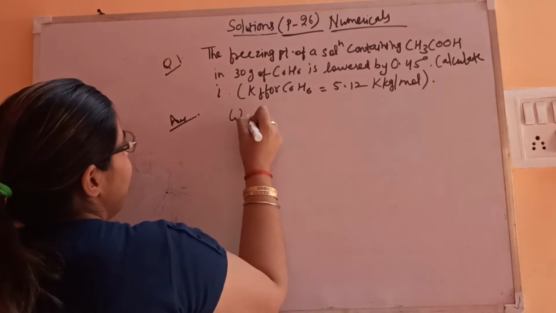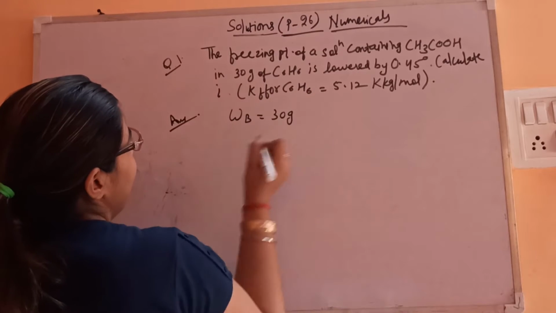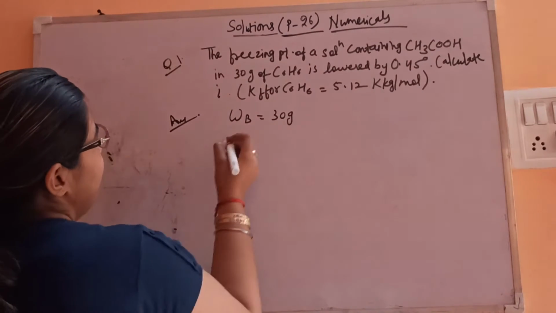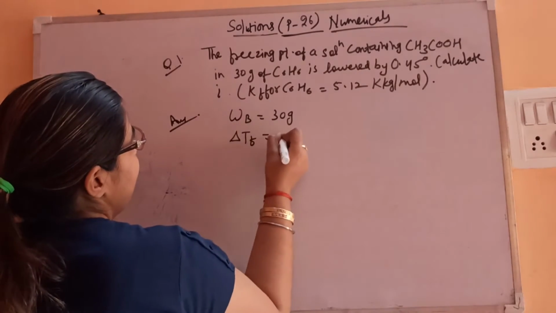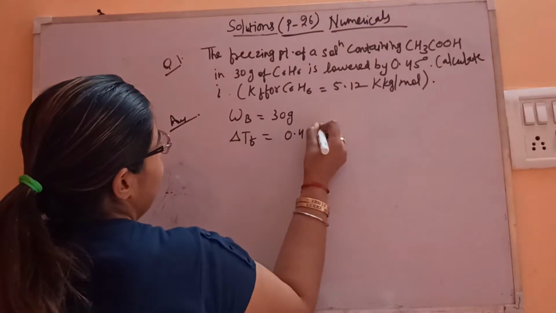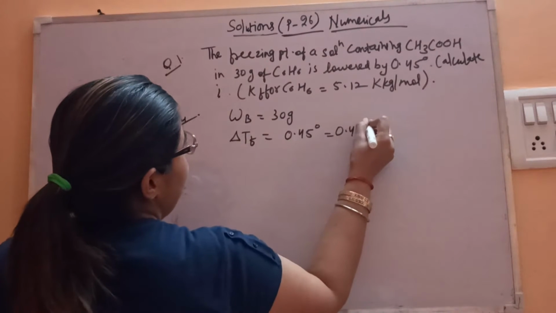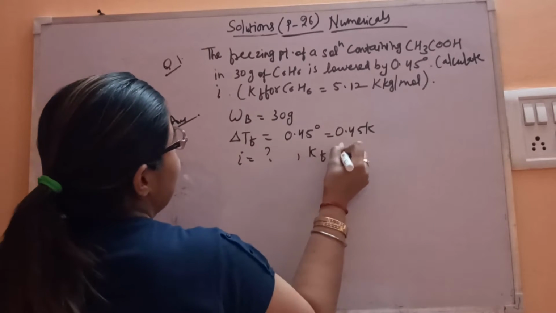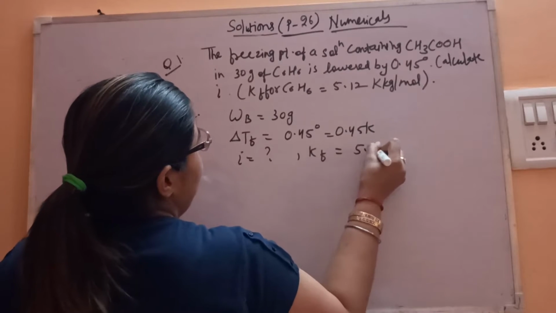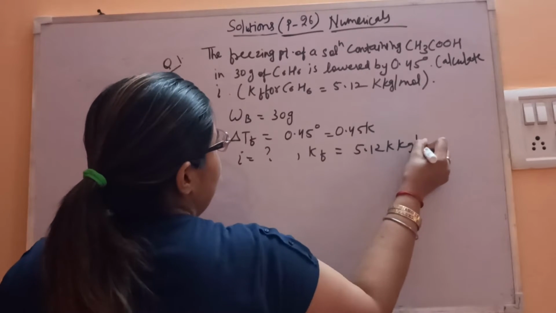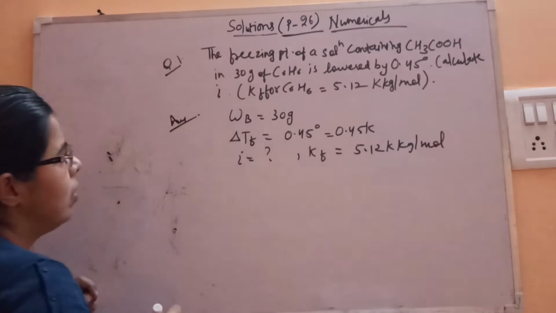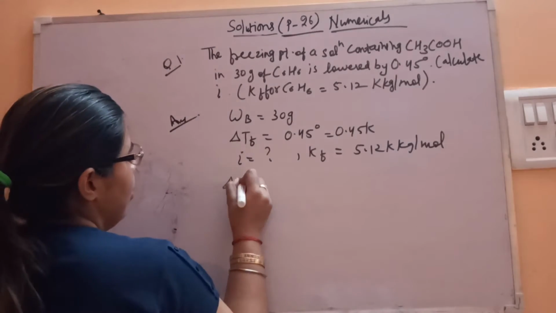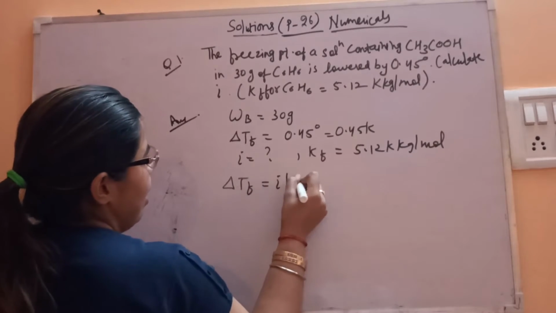So WA is given, 30 gram. Then the freezing point depression, delta Tf, is given as 0.45 degree, or you can say 0.45 Kelvin. Then i you need to calculate. Kf is given, 5.12 Kelvin kg per mole. Fine, so let's calculate. Delta Tf is equal to i Kf m.